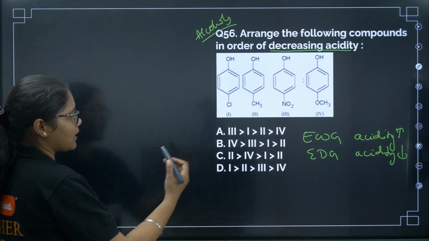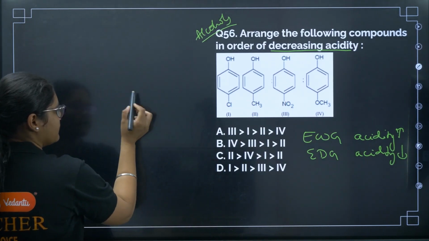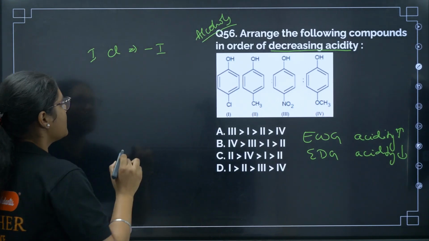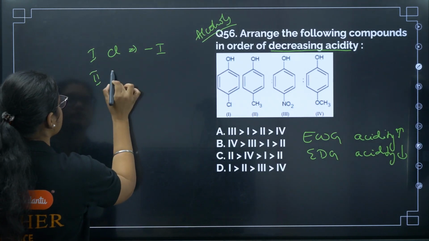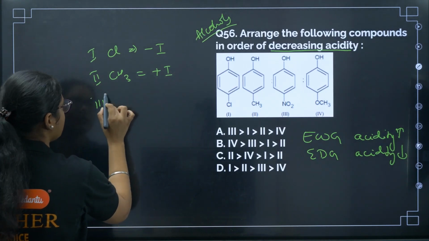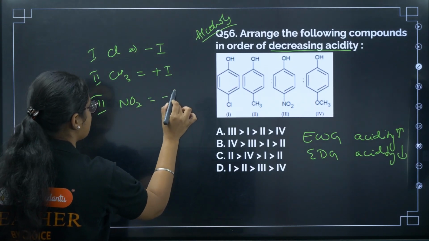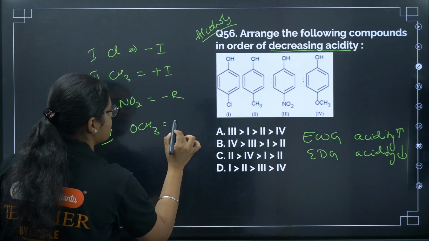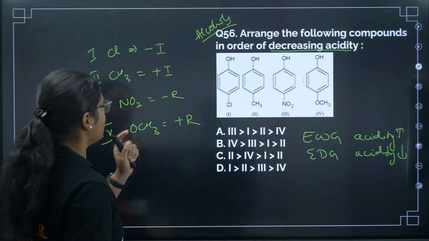Now you see the compounds here. The first compound is having Cl, so Cl has a minus I effect, right? Then coming to compound 2, CH3 has a plus I effect. Now compound 3, NO2 has a minus R effect, and compound 4, that is your OCH3, has a plus R effect. So electron withdrawing groups are what?